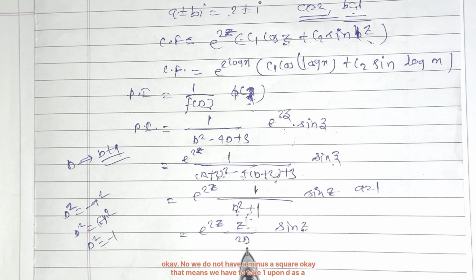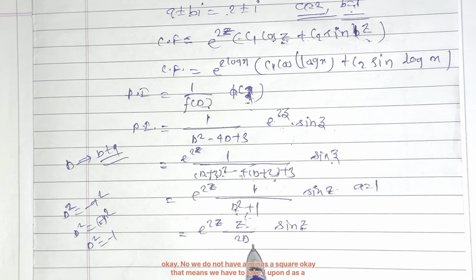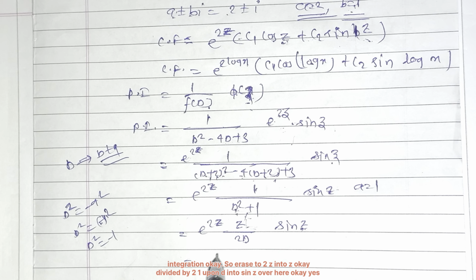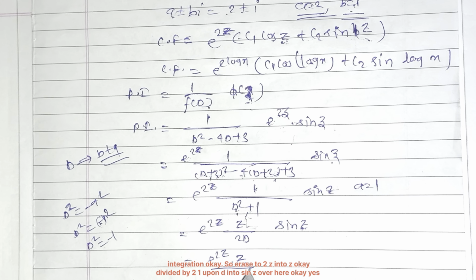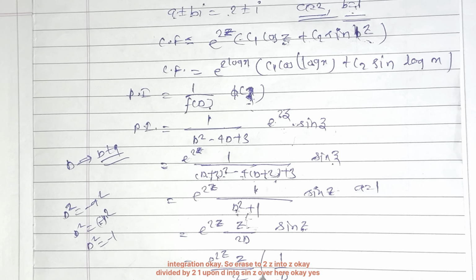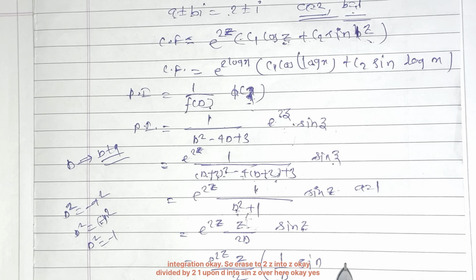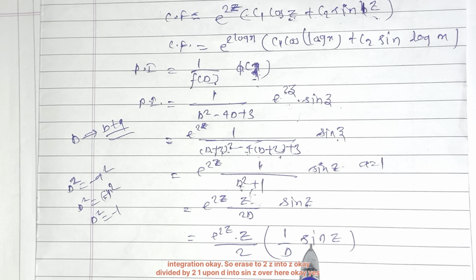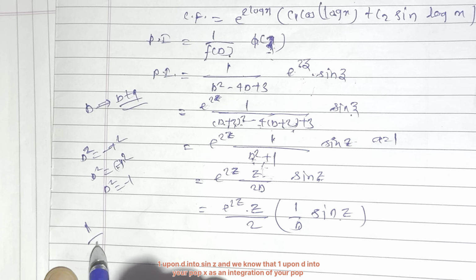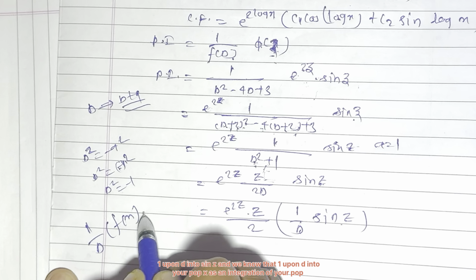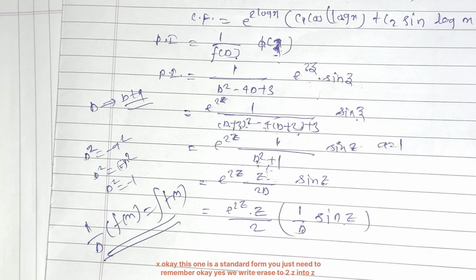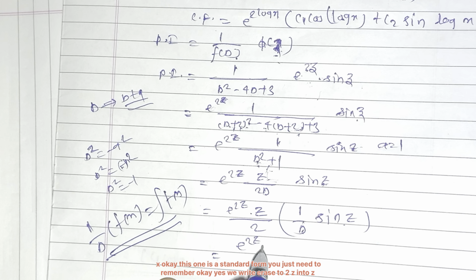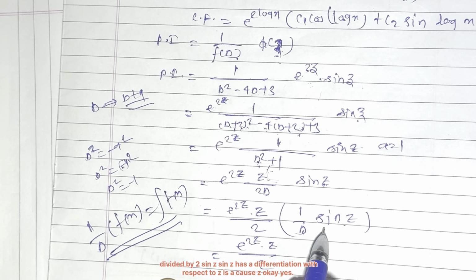No, we don't have minus a squared here. That means we have to take 1 upon D as an integration. So e raised to 2z into z, divided by 2, times 1 upon D into sin z. We know that 1 upon D into f of x is the integration of f of x. This is the standard form, you just need to remember it. So we write e raised to 2z into z divided by 2, times the integral of sin z.